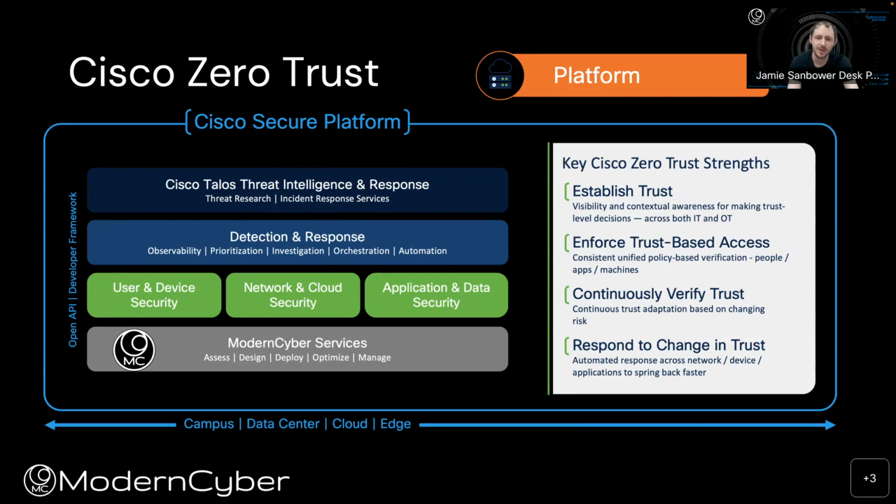and has strength around being able to provide continuous verification of trust and helping to respond to changes in trust automatically. And what this means is once a user or device or application is authorized, doesn't mean they're authorized forever. We're going to continually look at the state of that machine, the state of the user, looking at the risk and trust so that we're able to respond as things change.